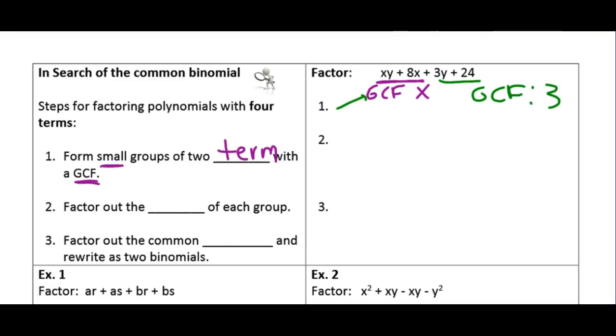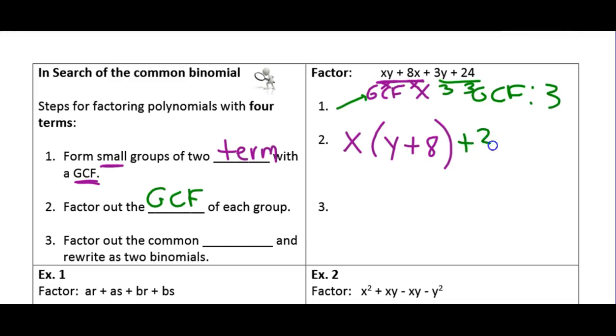Second step is to factor out the GCF in each group. So this first group, I'm factoring out an X. When I remove an X, what's left? So I am taking each one of these and dividing them by X. What's left? Y plus 8. Now in my second group, I'm factoring out a 3 because that's my GCF. So this is going to be plus 3. And what's left when I factor that out? Y plus 8.